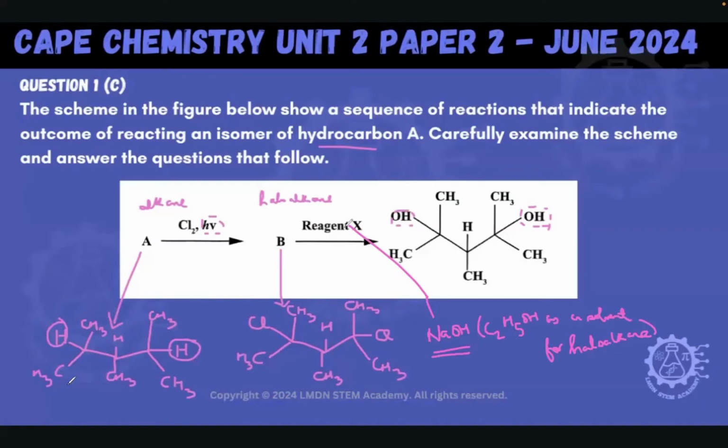So this is compound A. This is the structure of compound A. This is the structure of compound B. And our reagent is sodium hydroxide, and the solvent that we're going to use is generally ethanol for the haloalkane. All right, so moving right along, let's go ahead now.